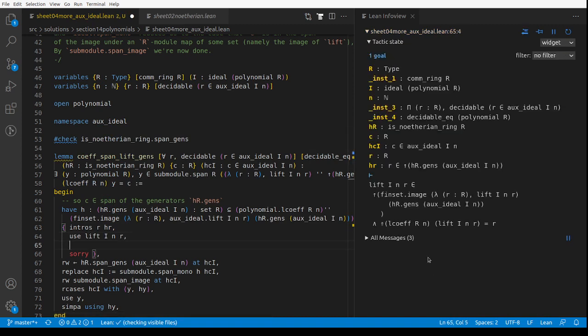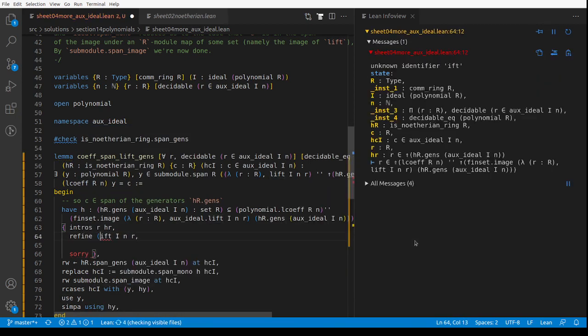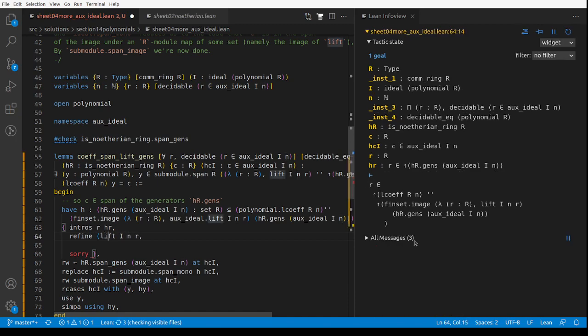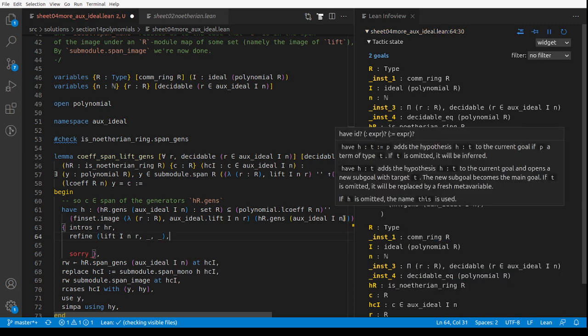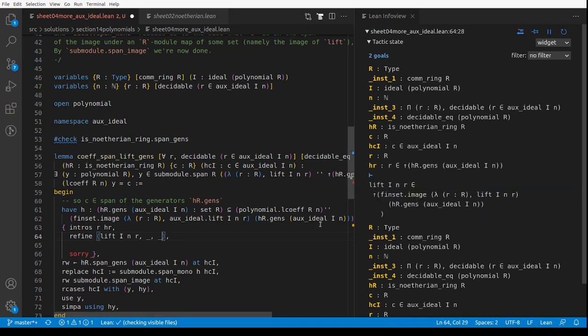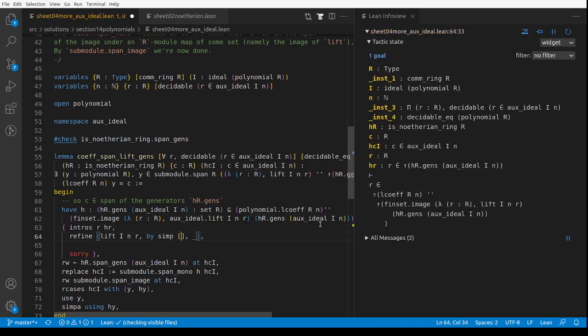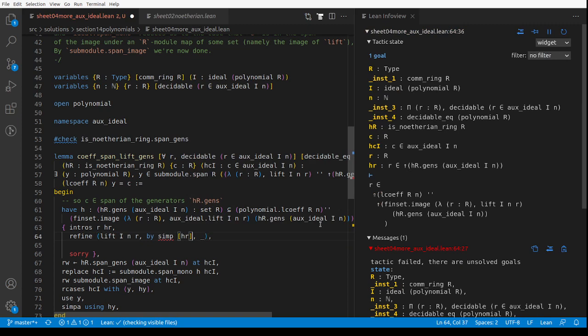And now what? Oh, I suppose I could refine. Instead of use and then split, we could do refine this thing here. And then we could do the split automatically. Split. Does that work? Yes. So this says the lift is in the image of the lifts of the generators. This is somehow obvious. How far does by simp get? Oh, but we need to tell it hr or something. No. Okay.